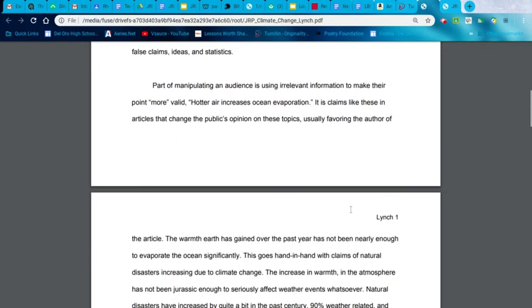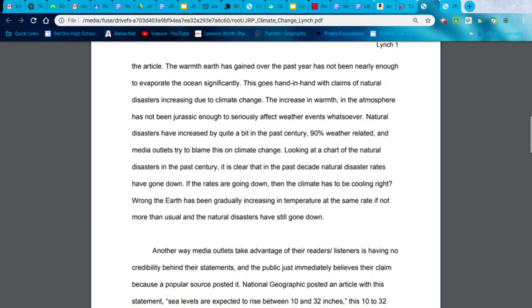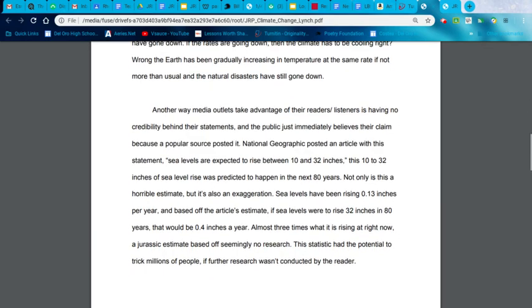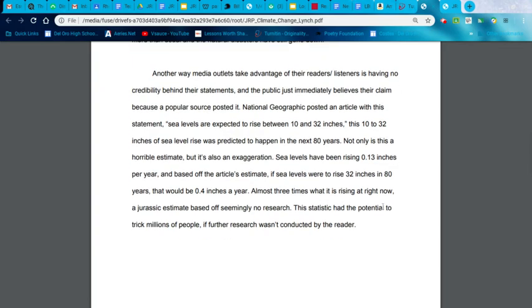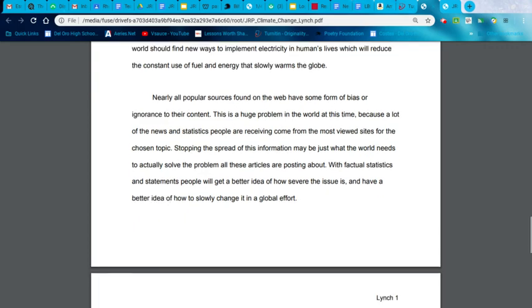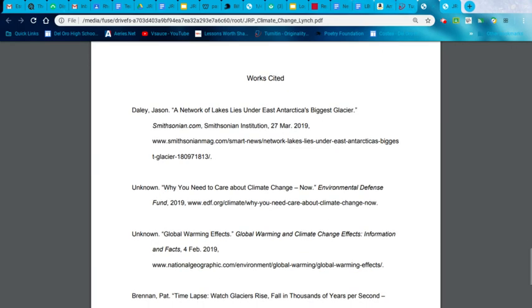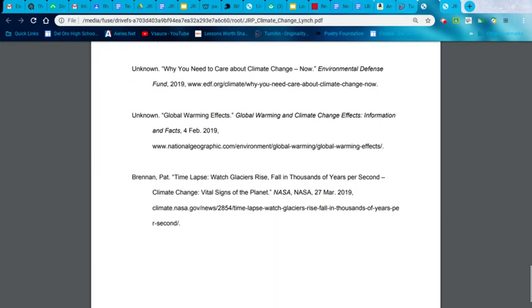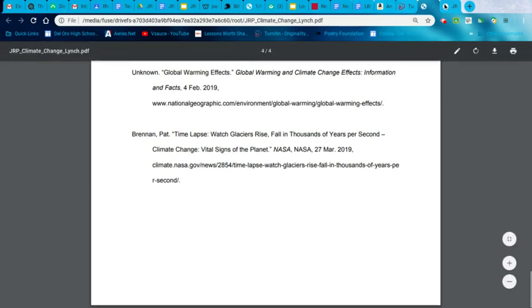And this carries on through this person's paper, and it ended up being a low grade. It doesn't matter what the grade was. The one thing this person did do well was they had a really good works cited page, exactly the way it's supposed to be. Here's a better example.